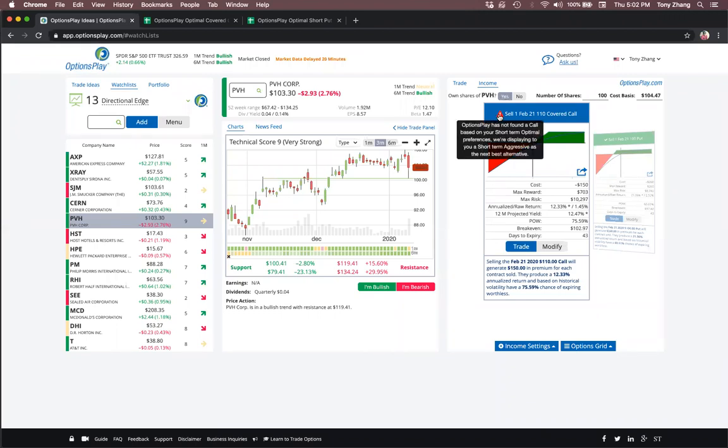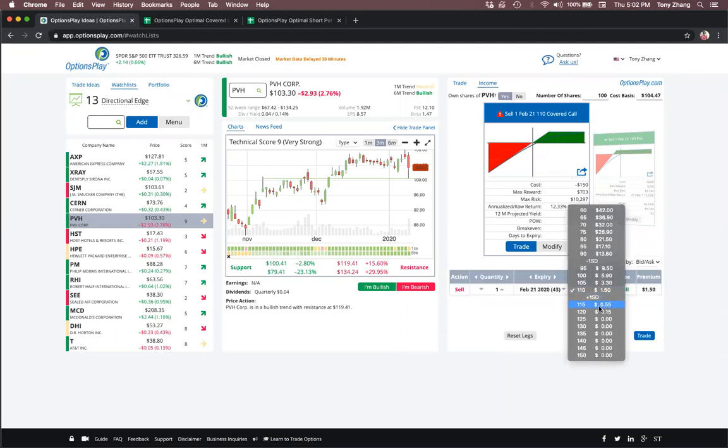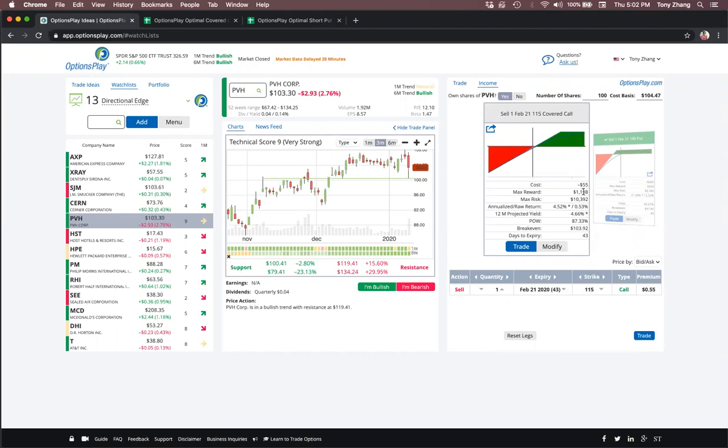So this is telling me that it could not find a short-term optimal covered call. It's found me a short-term aggressive covered call. And if you pull up the option chain, I'm guessing it's because on the 115s, it generates so little yield that it's really not worth doing. So it really goes through the option chains and tells me whether there's an opportunity or not.